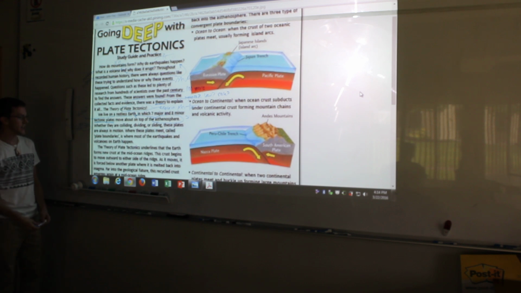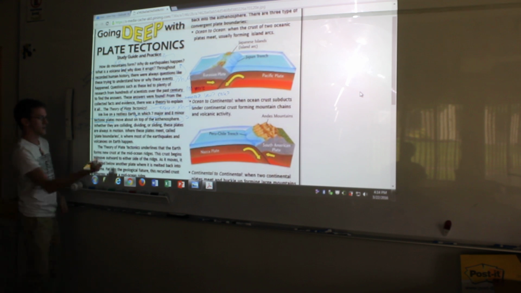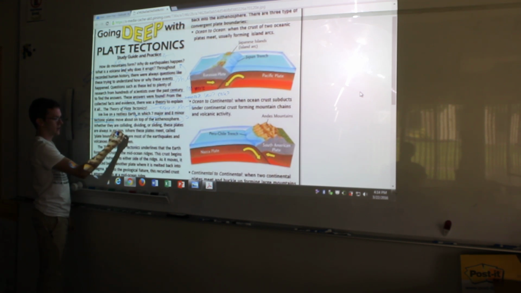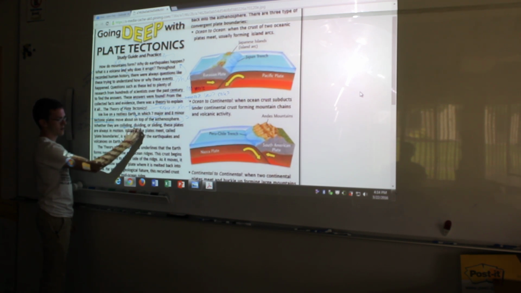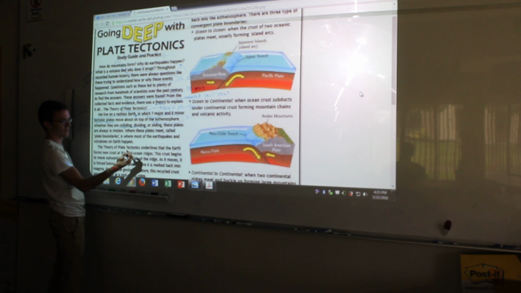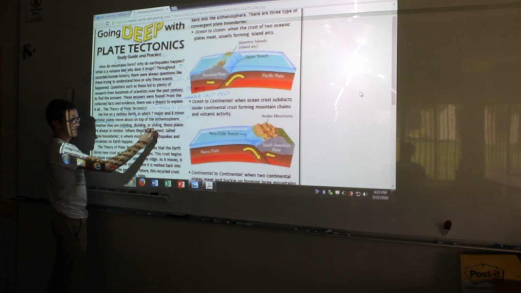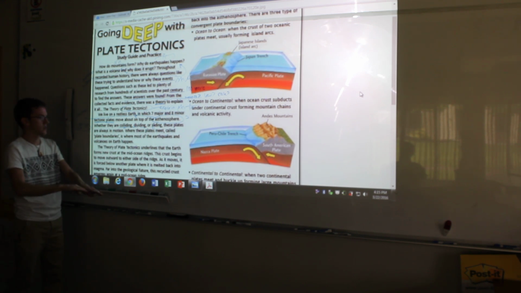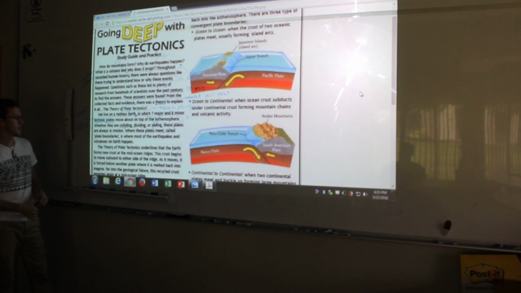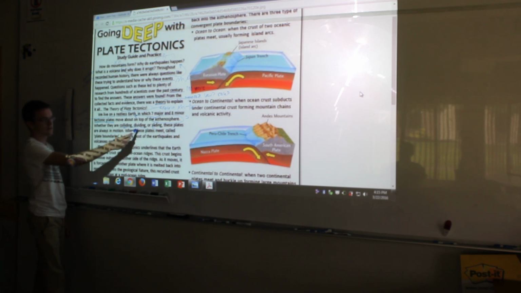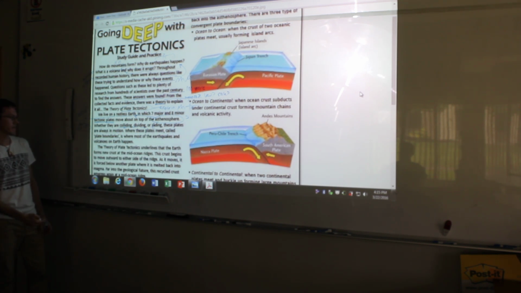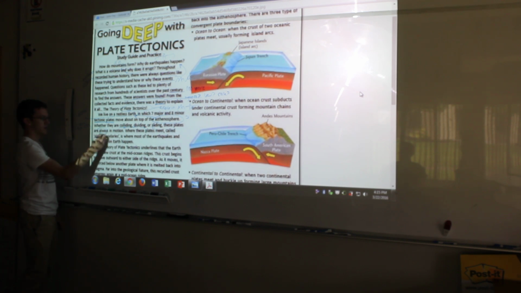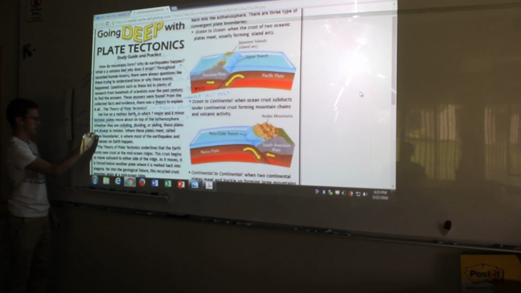"Whether they're colliding, dividing, or sliding." Colliding, dividing, or sliding. Colliding means to run into each other. Dividing means to move apart. Sliding. Sliding next to each other, maybe. Like I want to slide. Okay. "Whether they are colliding, dividing, or sliding, these plates are always in motion." Oh, always. They never stop. Or do they?